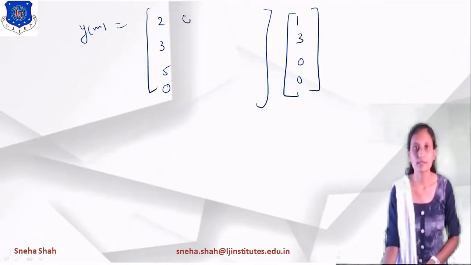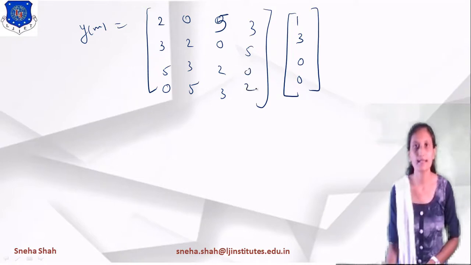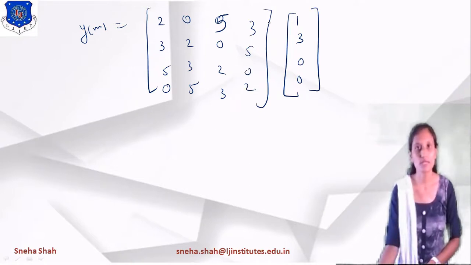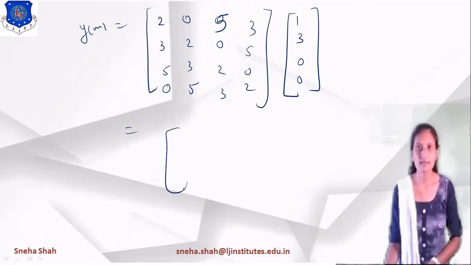So now 2, 3, 5, this 0 goes over here, so 5 goes over here, so the term will be 5, 0, 2, 3. These 3 come here, so the term will be like this, right? Now this 2 goes over here, so it will give you the same answer. Now if I simplify this, what will be the answer?